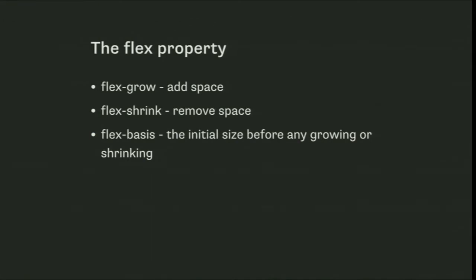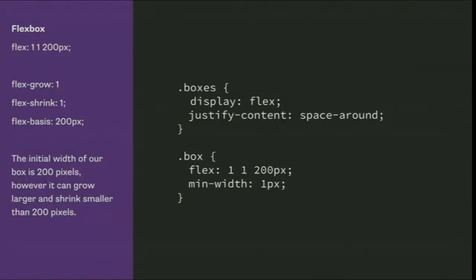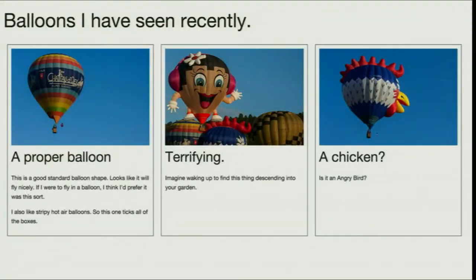It allows us to proportionately distribute space between our items. Now, the flex property is a shorthand for flex grow, which is adding space, flex shrink, removing space, and flex basis, which is the initial size of the element before all that growing and shrinking happens. And the latest Flexbox draft suggests we actually use the shorthand because it resets values to some sensible defaults. So here I'm setting flex grow and flex shrink to 1. That means that every box can grow or shrink to fit into the space available, but the ideal box width, the initial width, is 200 pixels. So we'll end up with 3 boxes of equal width.